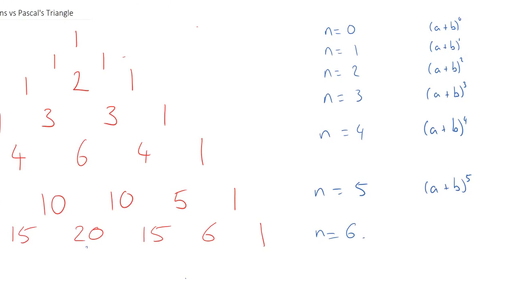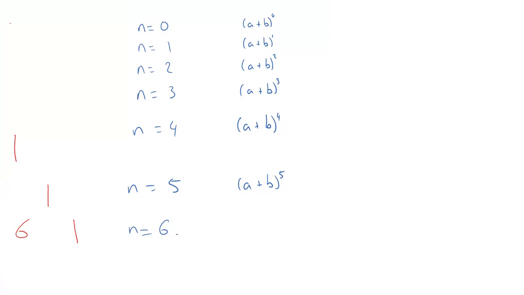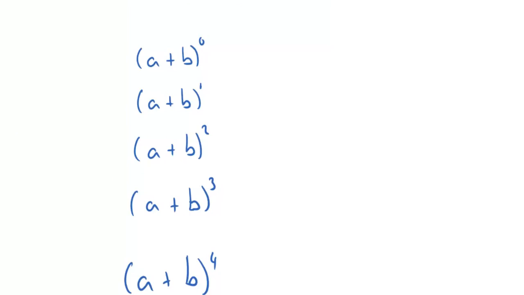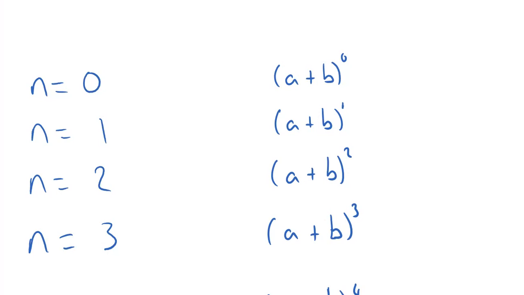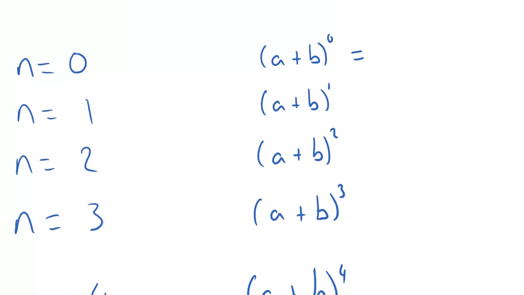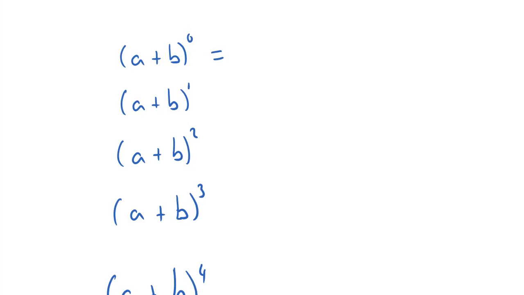So in exactly the same way, let's have a look at some of these expansions and what they are going to look like. So let's start with (a + b) to the power of 0, so n is 0. So what does that look like? Well, anything to the power of 0 is just going to be 1. So that's it.